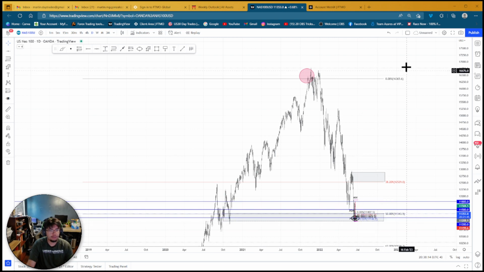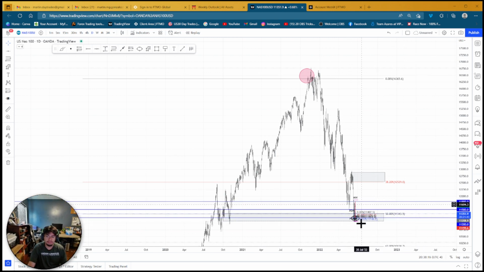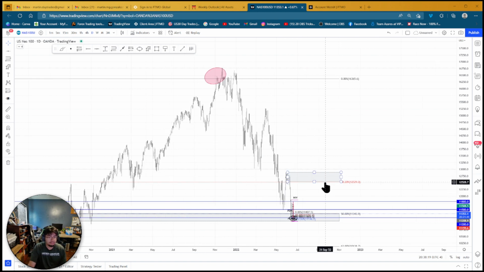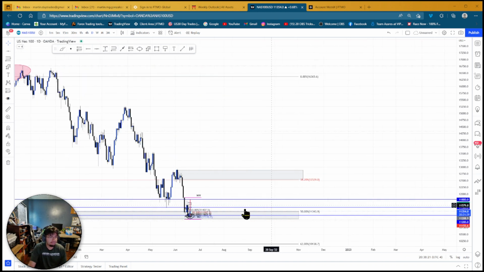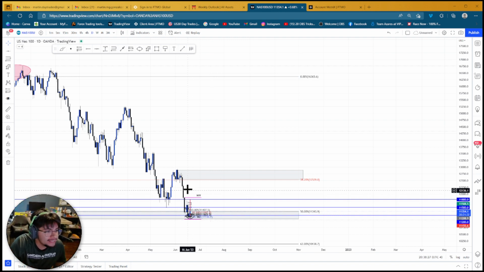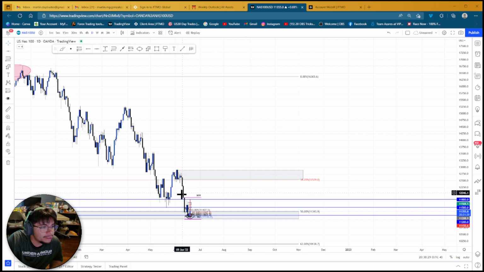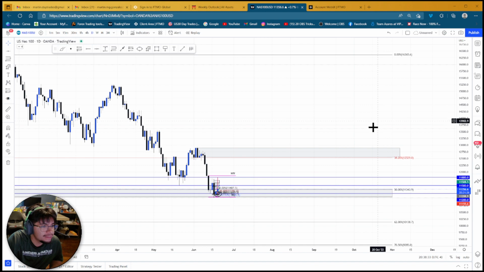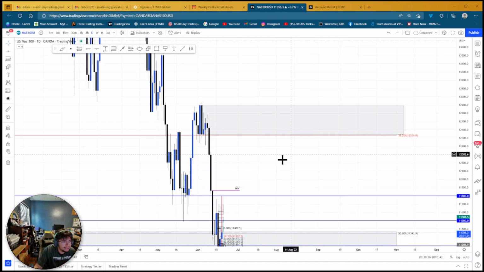Start its ascent upwards. So this would be a good place to leave a runner, maybe. I may take that buy tomorrow and not even close it out. I'll just swing trade it because then it has to go and test this area up here. There's a bunch of fair value gaps within this daily range right here.